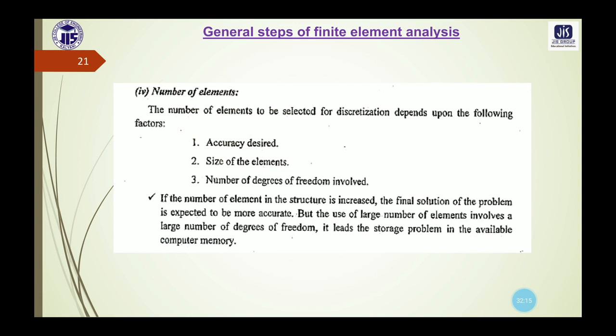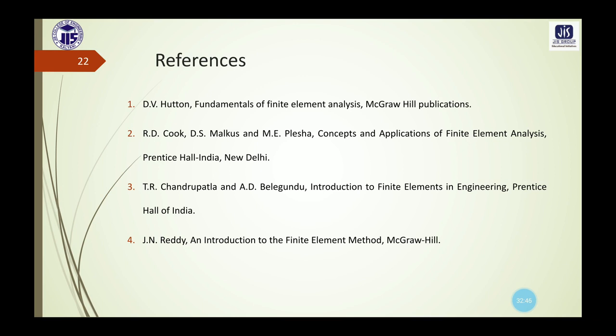Next, we are having the number of elements. The number of elements to be selected for discretization depends on the accuracy desired, the size of the elements, and the number of degrees of freedom involved. If the number of elements in the structure is increased, the final solution of the problem is expected to be more accurate. That means the mesh will be denser. But the use of a large number of elements involves a large number of degrees of freedom, which leads to a storage problem in the available computer memory.